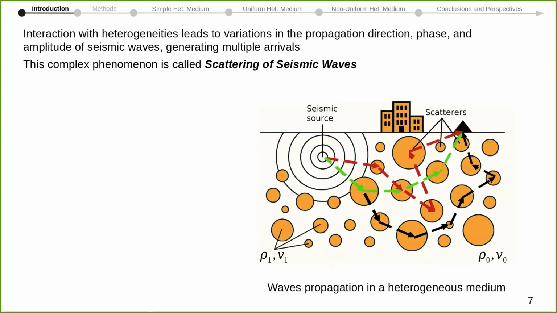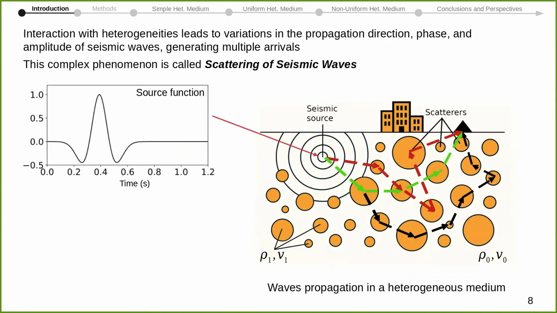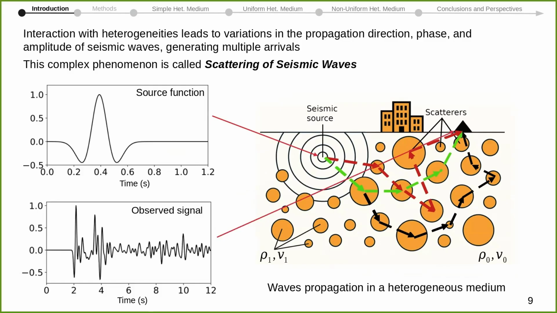So if we now add this complexity to the medium, what we will observe is that waves interact with such heterogeneities, and they will change their propagation direction, their phase, and their amplitude. This complex phenomenon is called scattering of seismic waves. Under scattering conditions, even if we consider a source function that is as simple as the one that we see, what we can observe is something that may be very complicated.